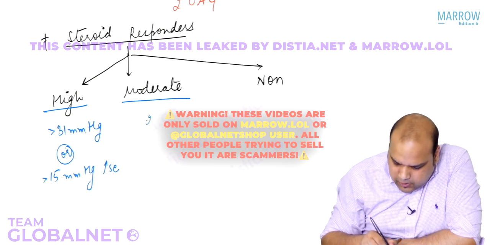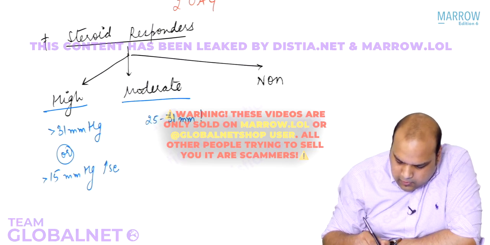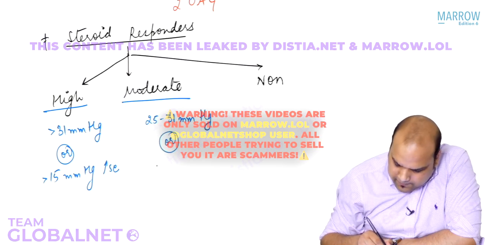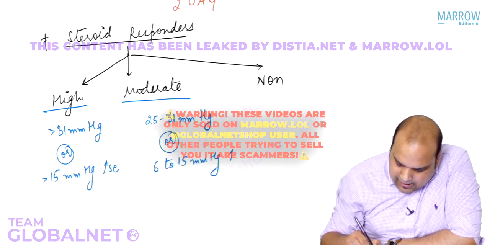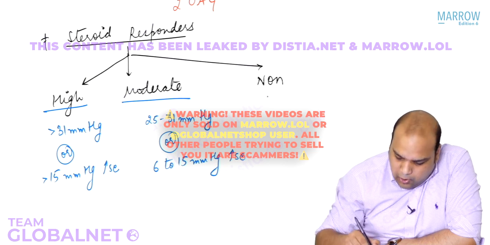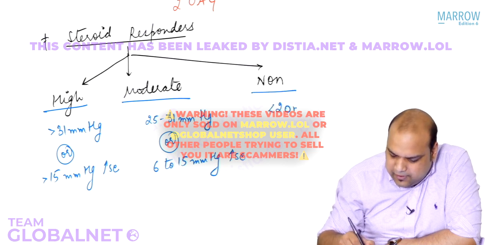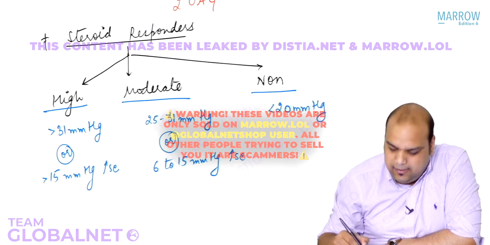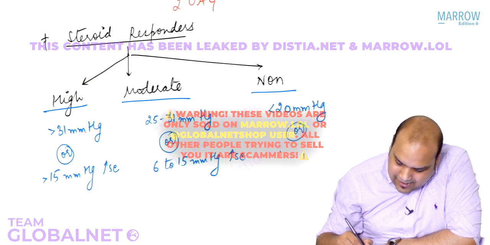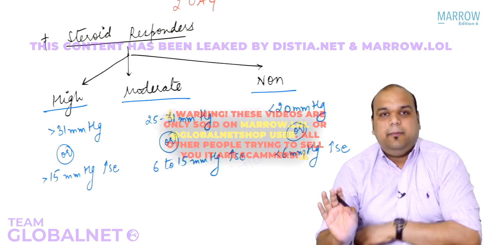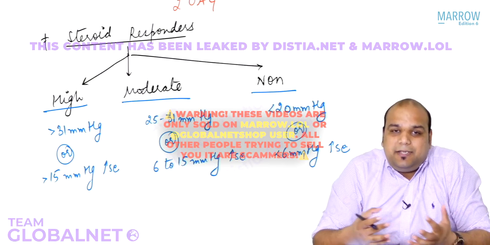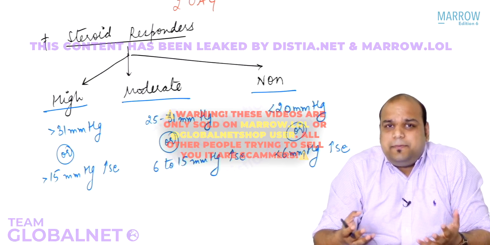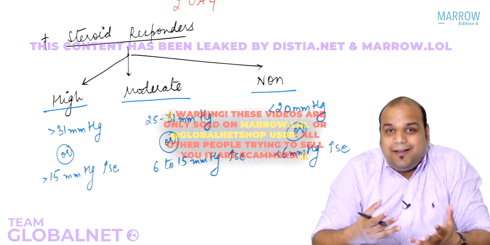Moderate have 25 to 31 mm of mercury IOP, or 6 to 15 mmHg increase in IOP. Non-responders, their IOP even after steroids remains less than 20, or there is an increase of less than 6 mmHg. Am I clear? So once you have given steroids, you need to see which category does the patient fall in. If the patient is a non-responder of steroid, it is safe to prescribe steroids. But if the patient is a high responder, you can't.